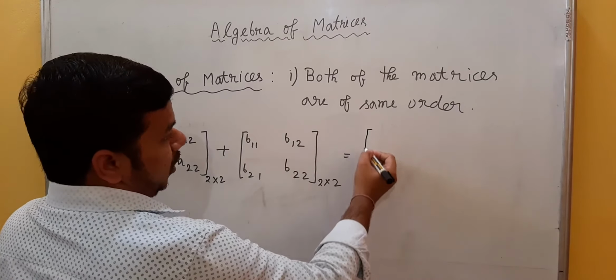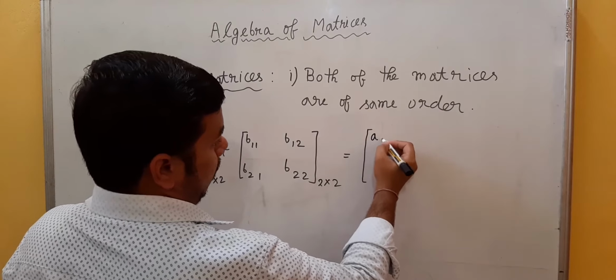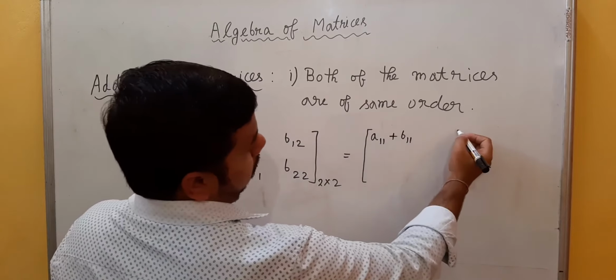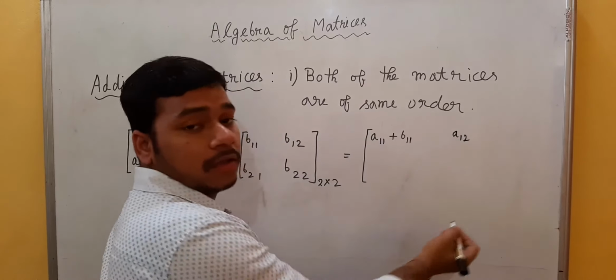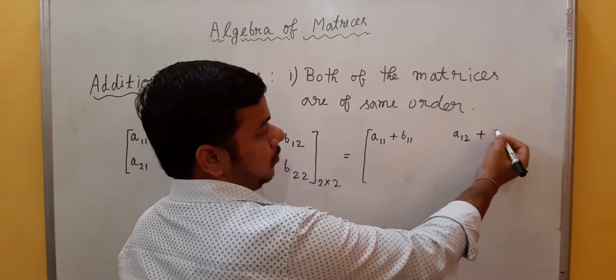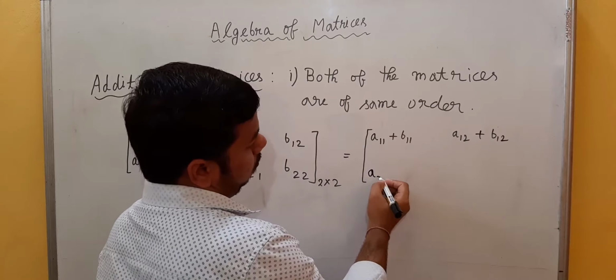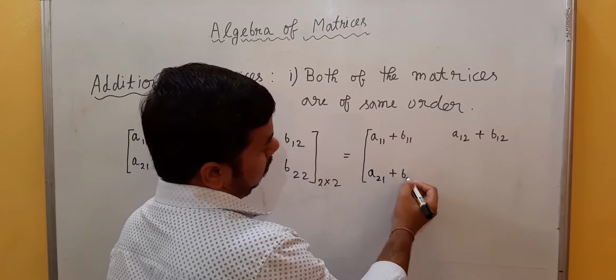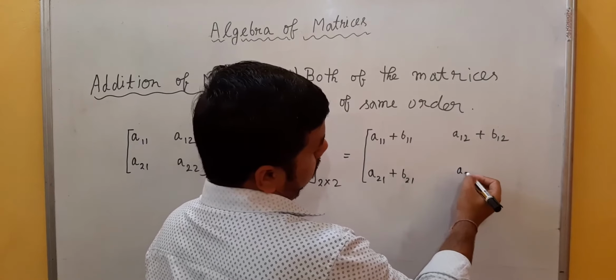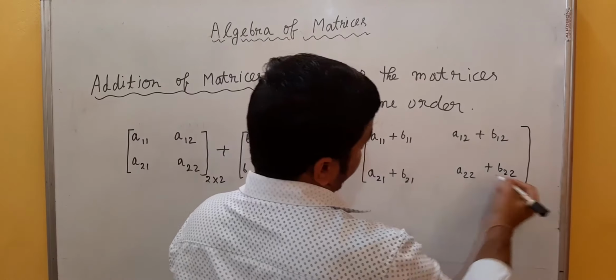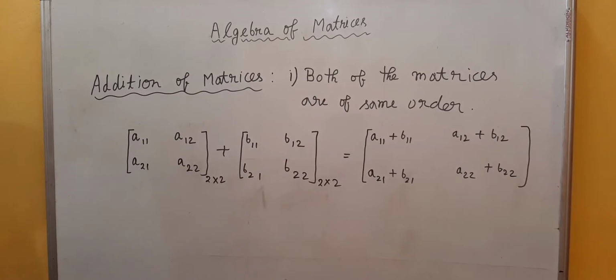Add the corresponding elements: A11 plus B11, A12 plus B12, A21 plus B21, A22 plus B22. This is the method how we can add two matrices of the same order.